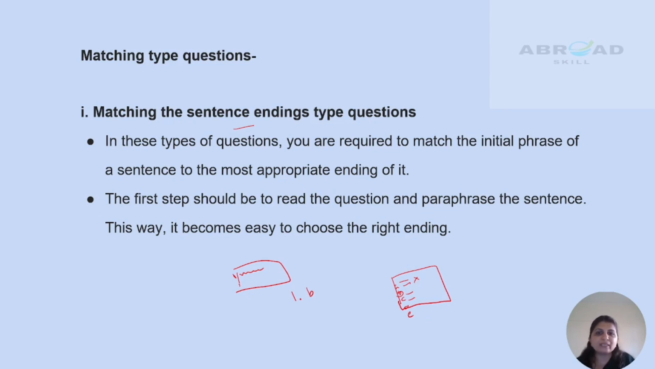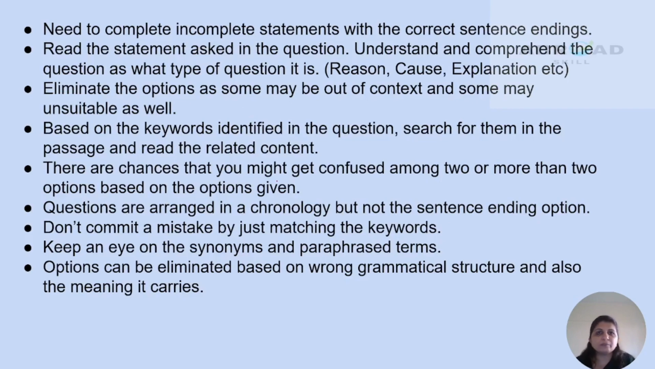And then you come to know that the third sentence is matching definitely with D, right? So for the first, the D option is also eliminated, right? So this will help you to deduce the options. Eliminate the options. So your job becomes pretty much easy to answer such type of questions, right? Next one. So the tips and tricks are, you need to complete the incomplete sentences with the correct sentence endings.